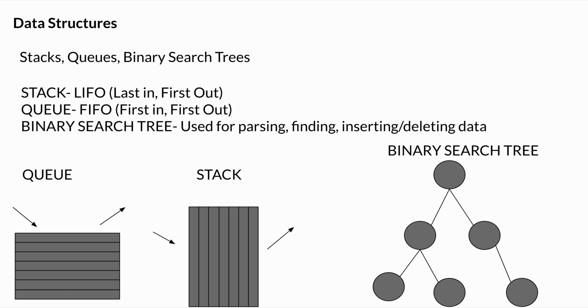The binary search tree is used for finding, parsing, inserting, and deleting data. It's essentially a data structure that's used to store data, and it can be used for iterating through and finding data very quickly. It's very popularly used because it has a big O of log n, so it essentially means it doesn't take that long to find an element in the tree because it is sorted.